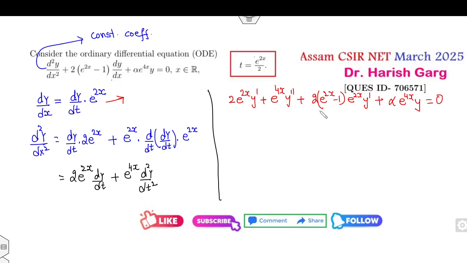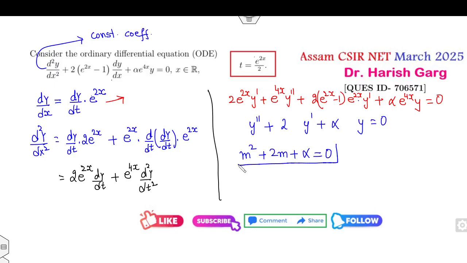I can take e raised to power 4x common. I can open this bracket, so the 2 will be cancelled. It is 2 e raised to power 4x of y dash plus alpha e raised to power 4x of y. So you can see e raised to power 4x will be cancelled out. Fine. So your auxiliary equation becomes m square plus 2m plus alpha is 0.